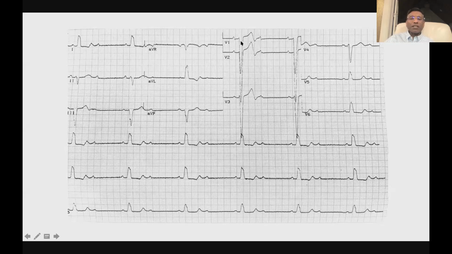Now, why is this blocking? What's going on over here? Why are the QRS complexes wide? When you see this wide complex in lead 1, AVL, V5, V6, you must be suspicious that there could be an underlying bundle branch block. And that's in fact what this person has, a blocked left bundle. I'm going to show you an example of why that's so. Let me see if I can find my slide on that.